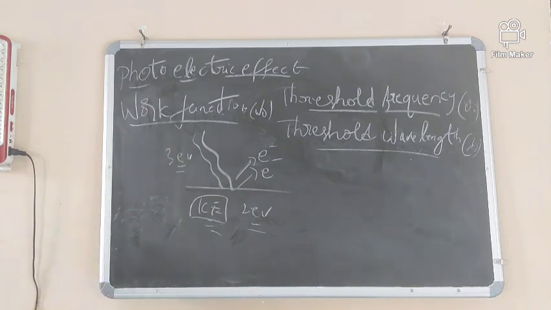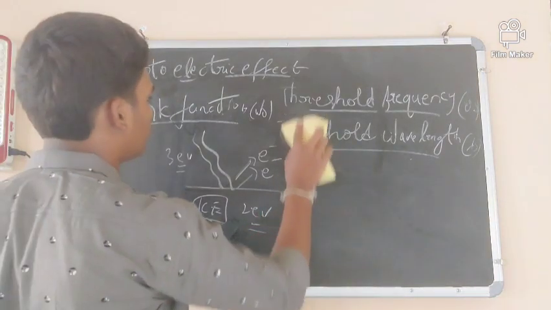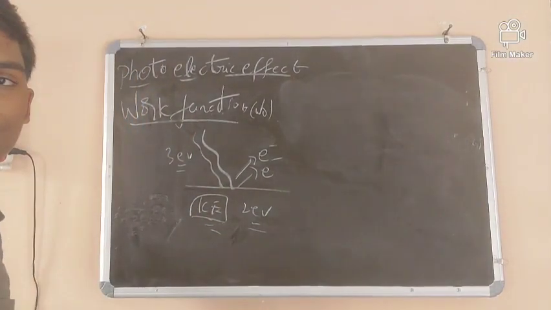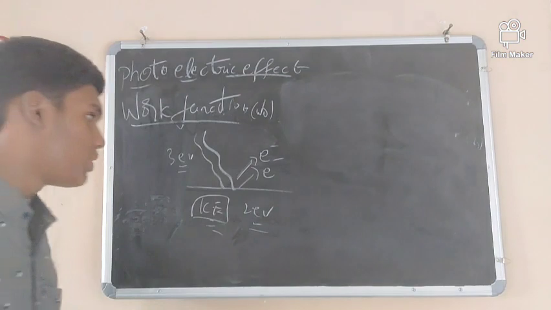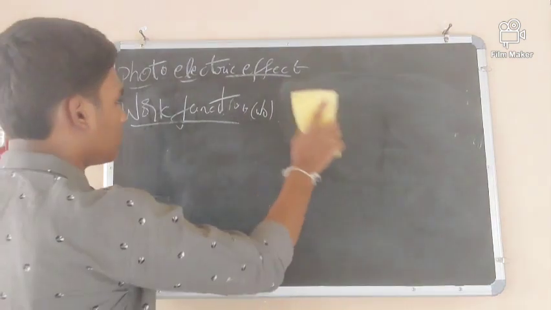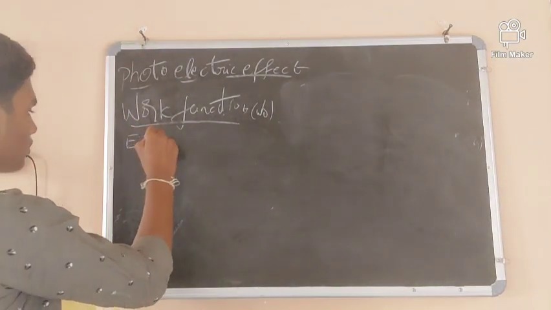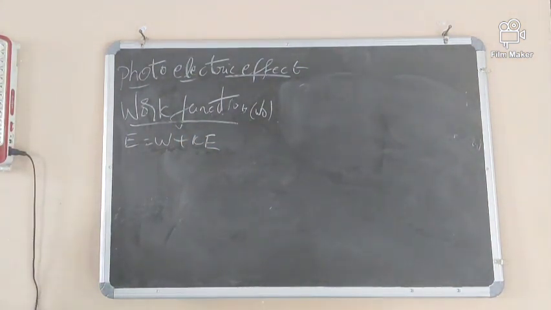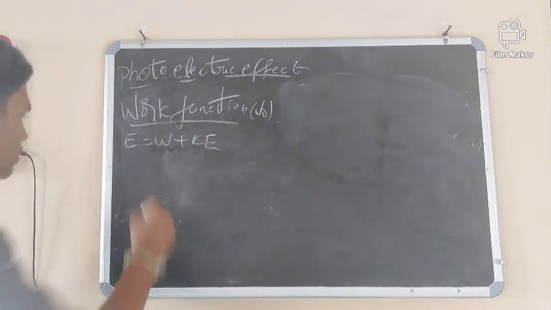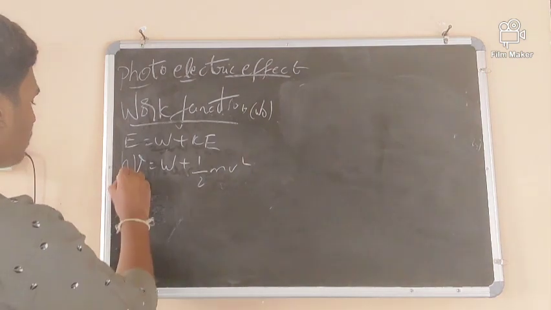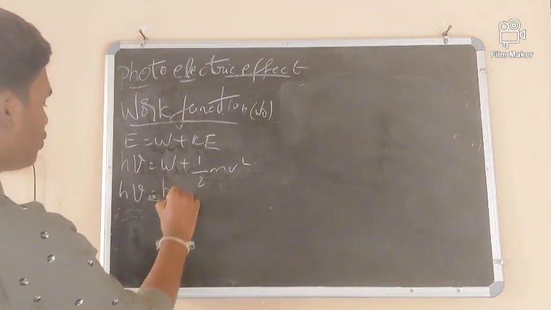Now let us derive the equation for the work function. E is equal to W plus KE. Here W is the work function, E is the energy, and K is the kinetic energy. According to Planck's quantum theory, E is equal to h nu. Kinetic energy is half mv squared. Now here we have to take the work function as h nu naught.